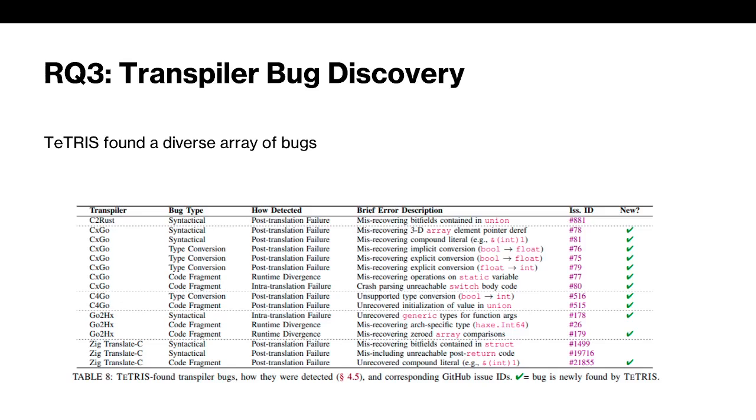And TeTRIS found a rather diverse array of bugs. As you can see here under the bug type column, it found syntax bugs, it found type conversion bugs, it found cases where code fragments were dropped or mutated to a point where runtime diverged or translation failed, and it found a variety of different bugs pretty much on all the different transpilers. And as we said in the previous slide, most of these were new bugs.